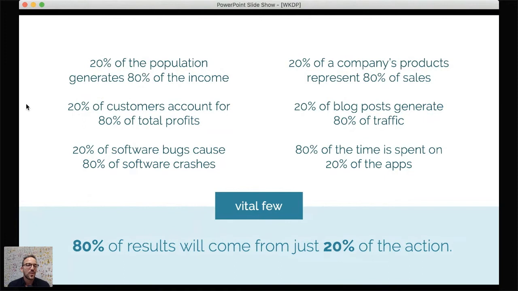And this is also why some people call this the vital few, right? The vital few being that 20% of the population, the 20% of a company's products, the 20% of blog posts. Those are normally called the vital few because they are really sustaining the entire system on its own. And another highlight from the 80-20 rule tells us that 80% of results will come from just 20% of the action. And you could even apply this to your own personal life and to your own personal efforts as well.